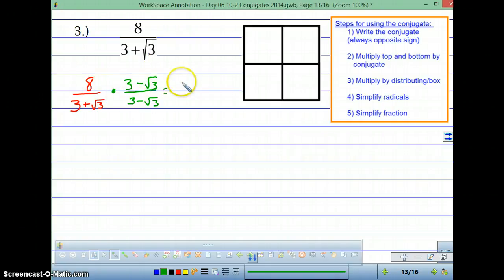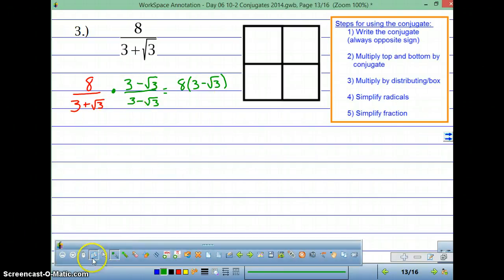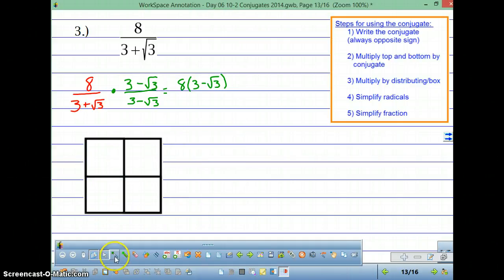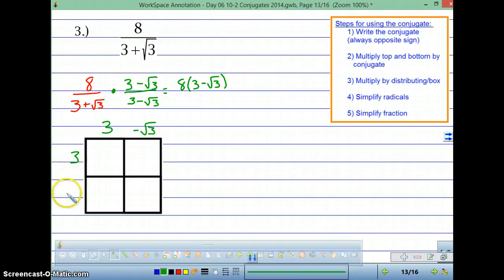This time, watch what I'm going to do. I'm going to leave this as 8 times 3 minus root 3, just for a while, okay? And I'm going to concentrate on the denominator first. So let me pull this down to the denominator, where it belongs. Let's do 3 minus root 3, 3 plus root 3.